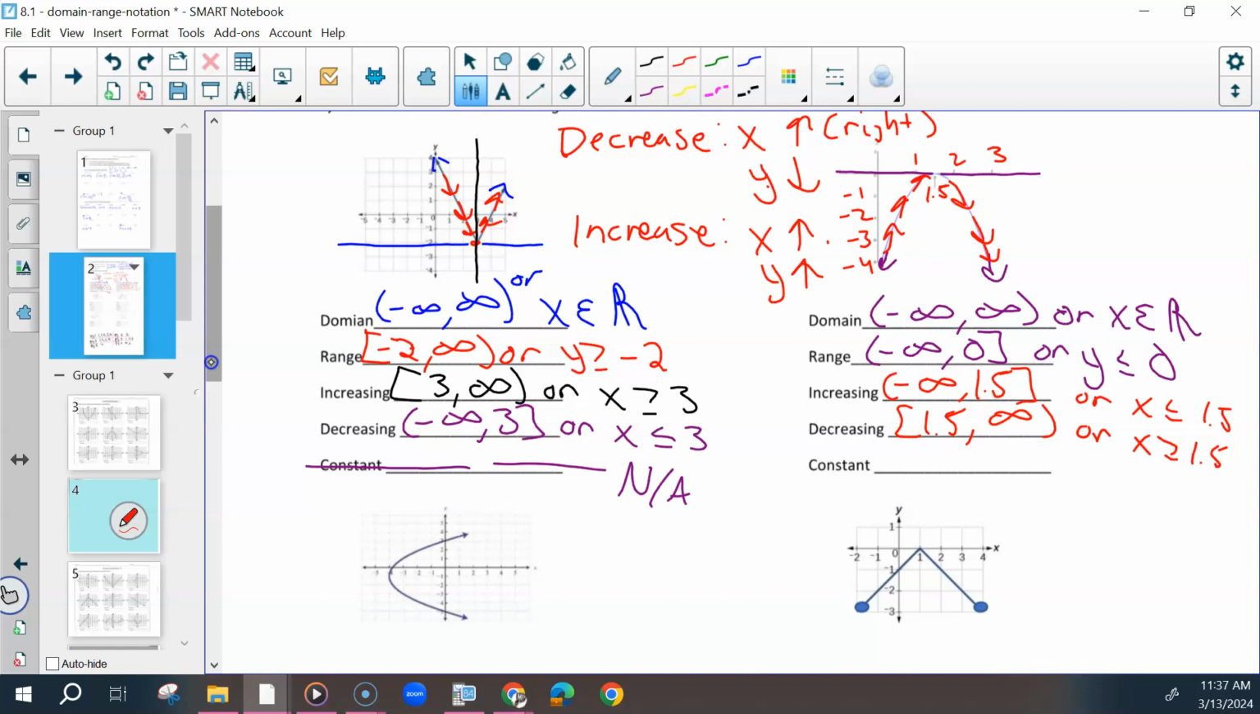Again, this starts at negative infinity and goes to 1.5, and this starts at 1.5 and goes to infinity, so there's no constant. We're going to do one with a constant. Now, the ones that have arrows are different than the ones that have endpoints, because those just stop at a number, not infinity.